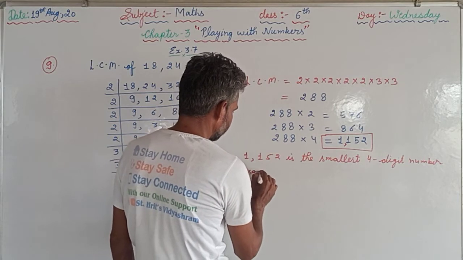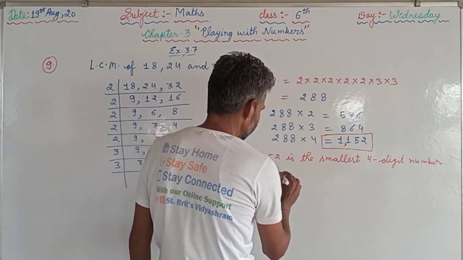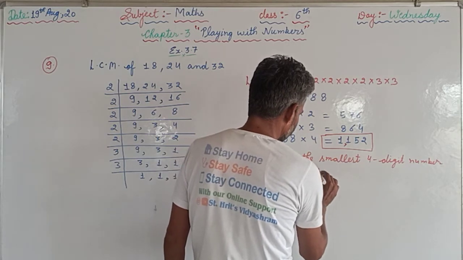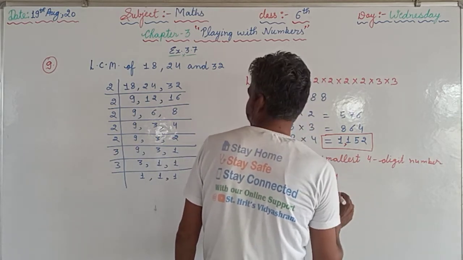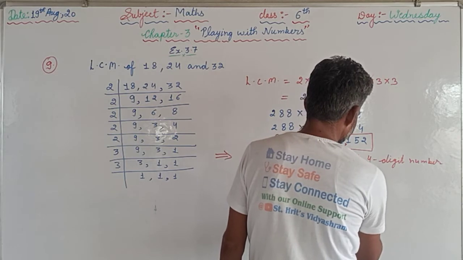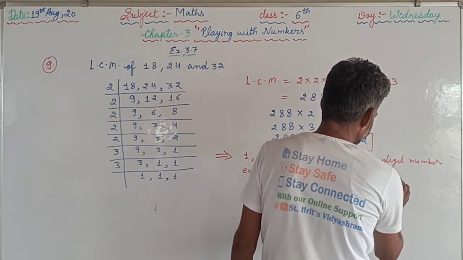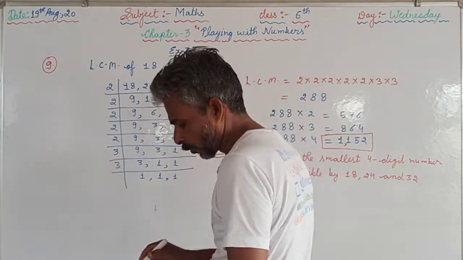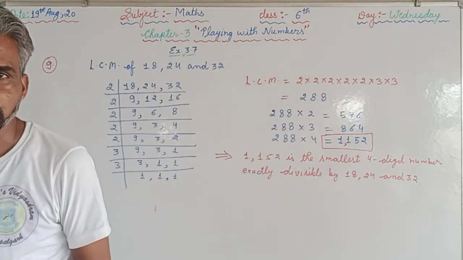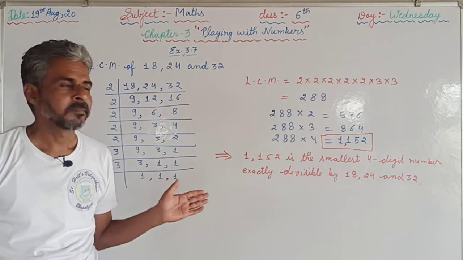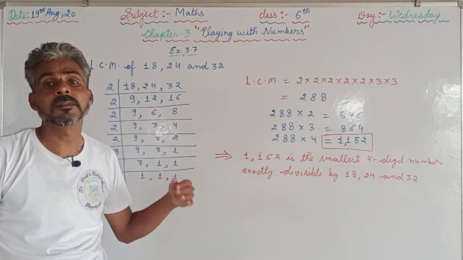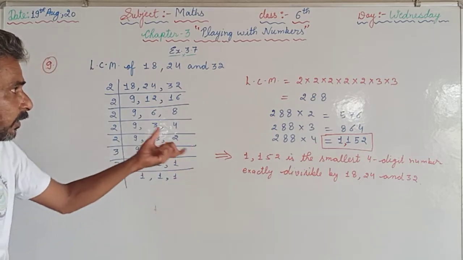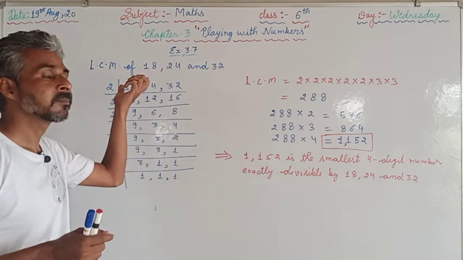Exactly divisible by 18, 24 and 32. We have to proceed with such types of questions like that. If we have to find the smallest 3-digit number or largest 4-digit number or whatsoever it is, first of all we are supposed to find the number which is exactly divisible by the given numbers.